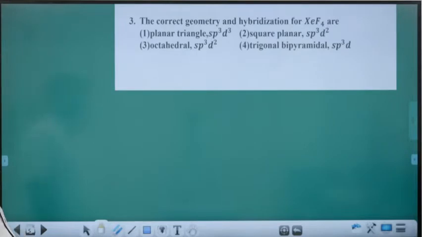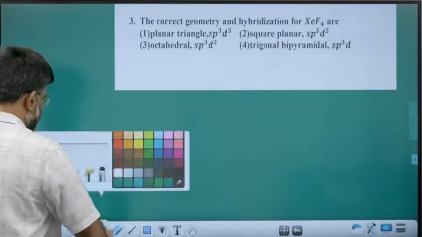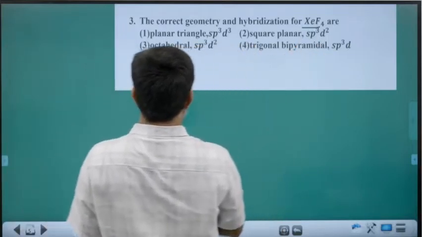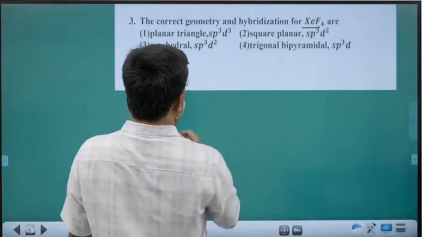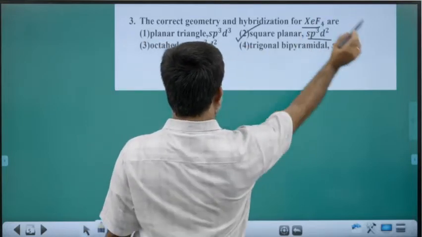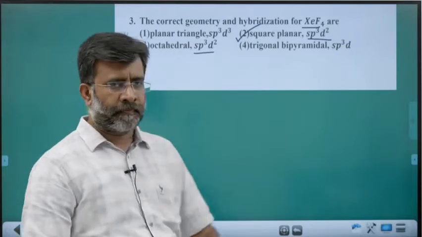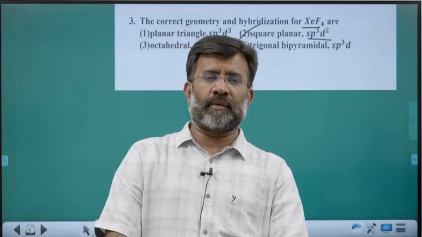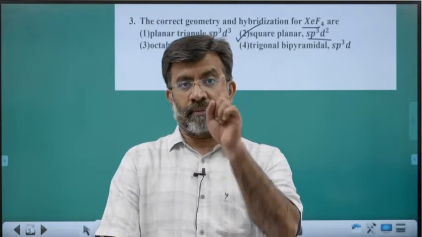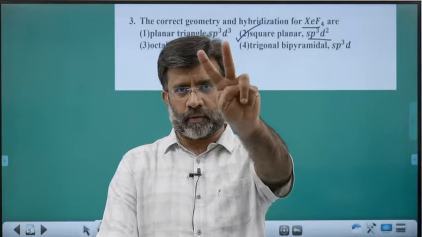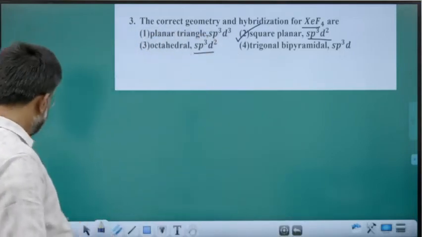Correct geometry and hybridization: just now we have discussed XeF4. It is sp3d2 hybridization and square planar geometry. The molecular shape is square planar with sp3d2 hybridization, and the molecule is AB4E2 type: 4 bond pairs, 2 lone pairs. Next.